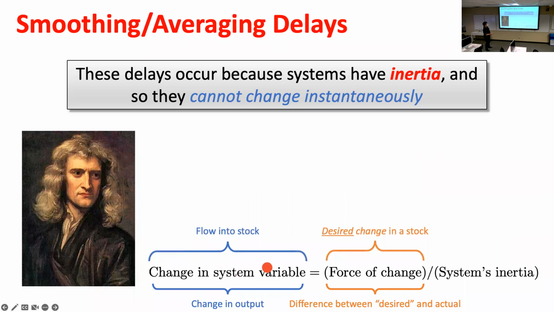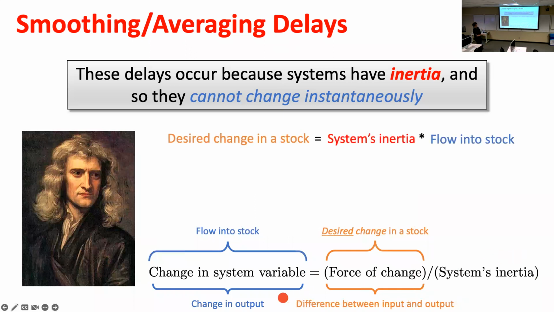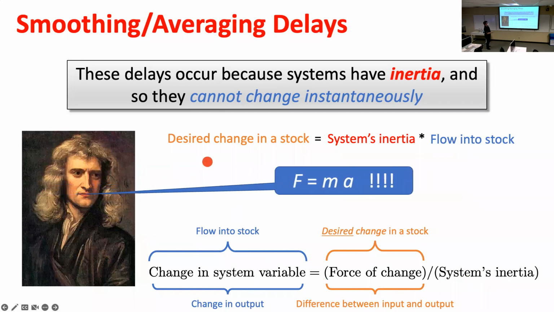So for modeling any of these systems, we're probably going to have a flow into the stock equal to a desired change in the stock, which might be a gap, divided by that inertia. If I just rearrange this, the desired change in the stock is equal to the system's inertia times the flow into the stock. That's just this, where I've multiplied both sides by the system's inertia. If I look at that, that's just F equals ma.